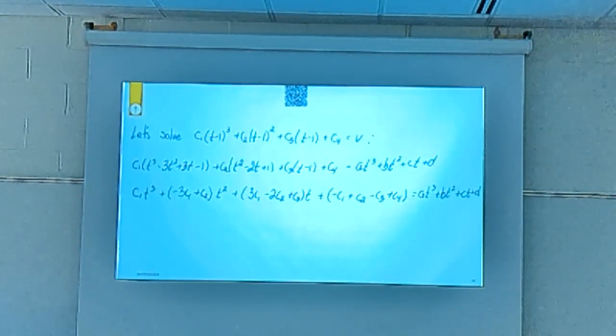That's equal to that. And then you do coefficient comparison, right? Coefficients for t cubed have to equal. Coefficients for t squared have to equal. Coefficients for t have to equal, and coefficients of the constant have to equal. This is a simple system to solve, so I'm starting to set it up as a matrix.